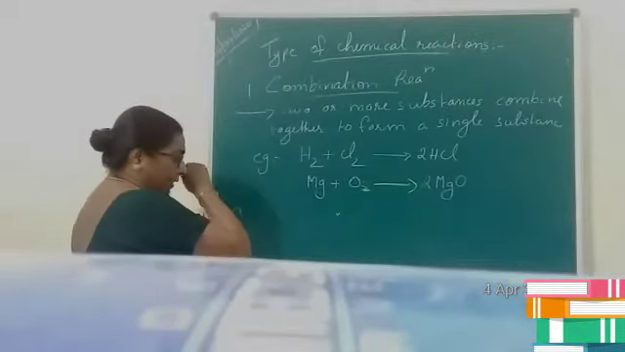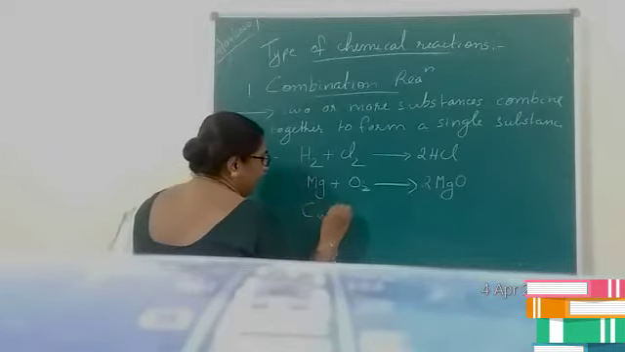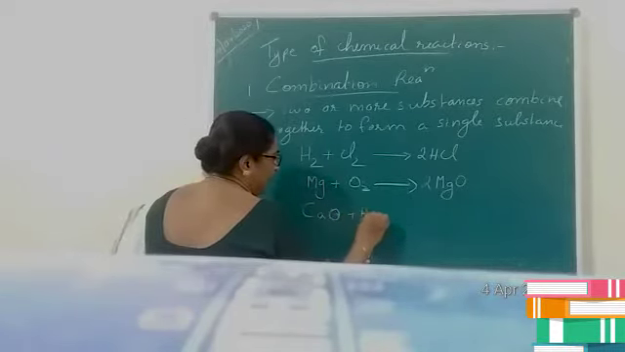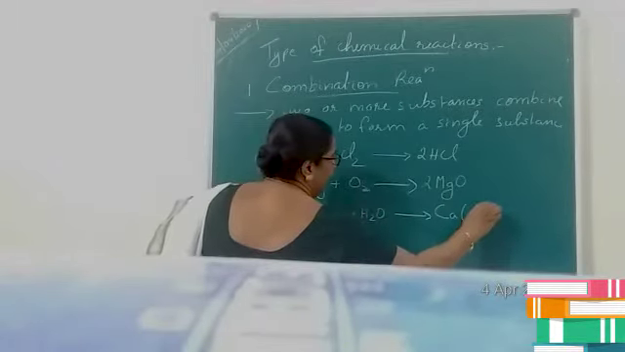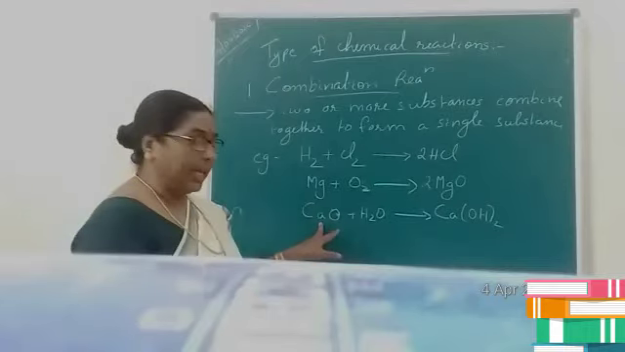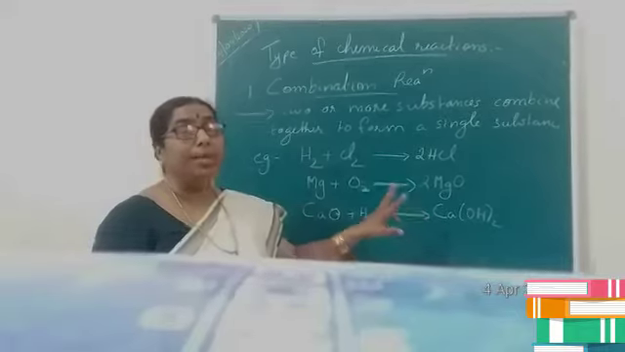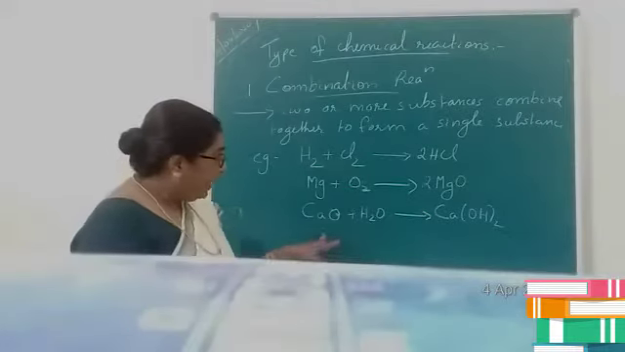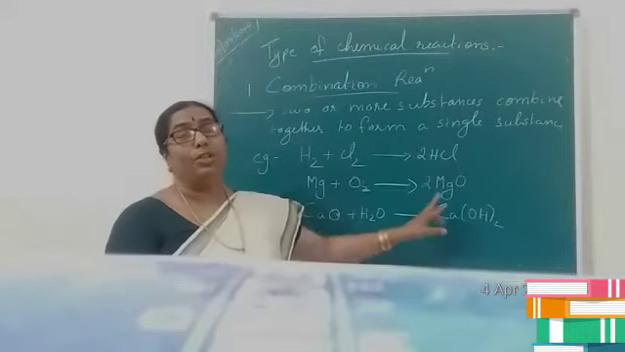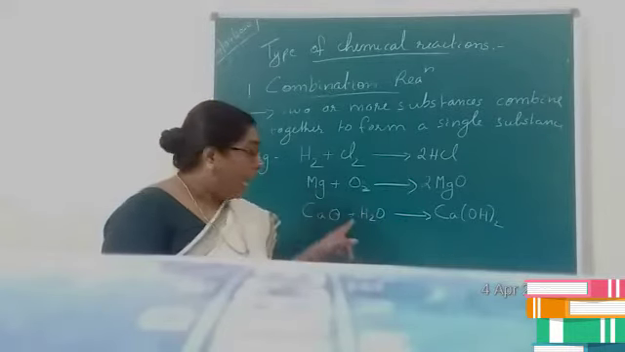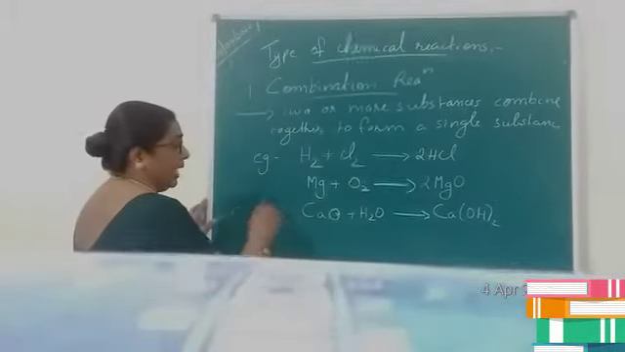Next, consider an example for compounds. Calcium oxide combines with water and results in the formation of calcium hydroxide. Here you can see that two compounds combine together and result in the formation of a single substance. And this is an example of a very important reaction, which I will explain to you.